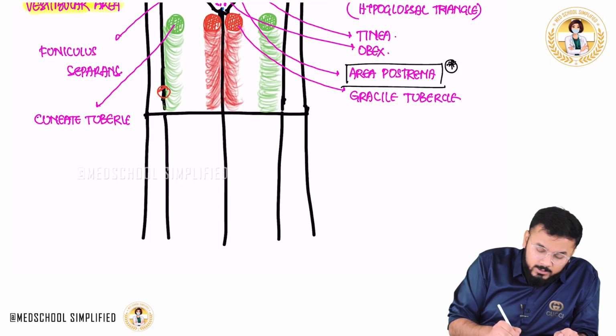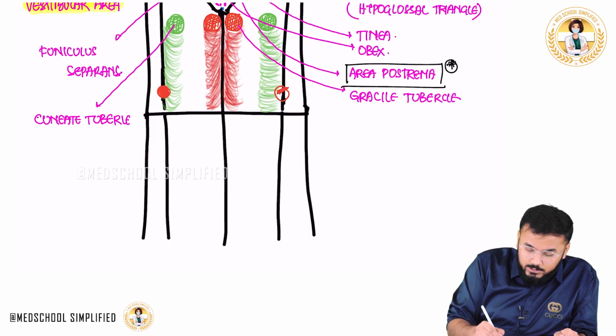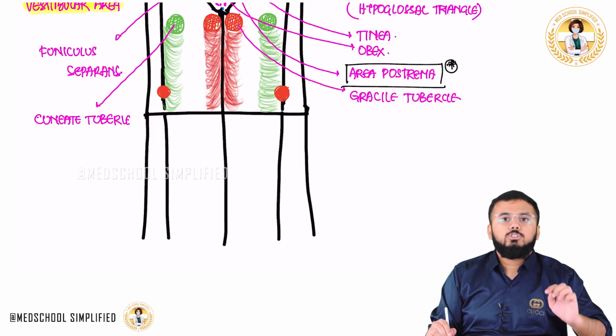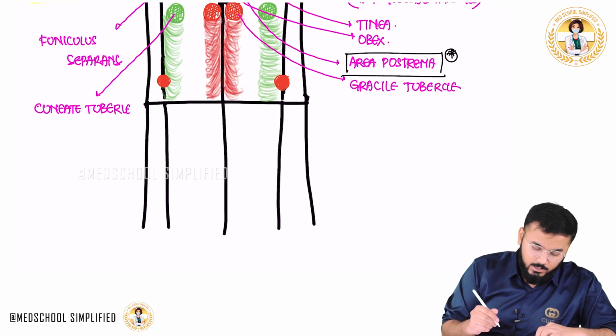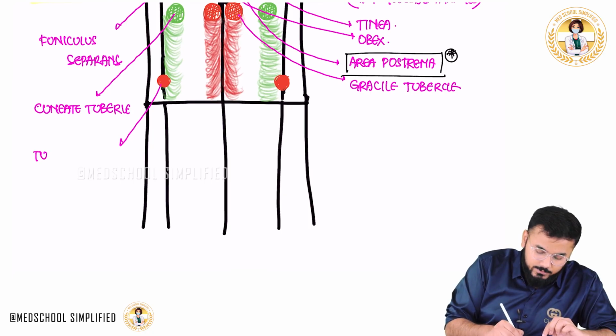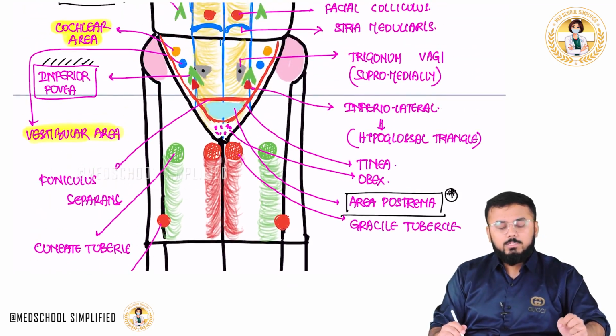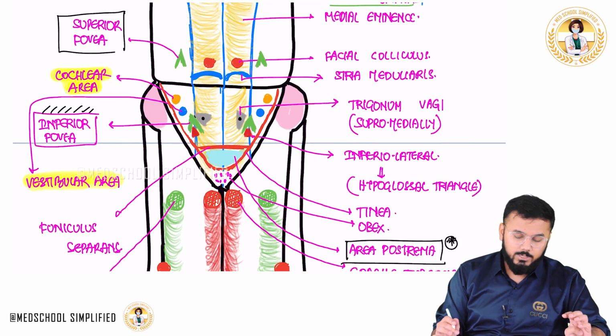Posterolateral sulcus. On the surface of the posterolateral sulcus here, you have got two red color structures. So what are these two red color structures? Yes, these two red color structures are called tuberculum cinereum. I have mentioned this previously itself. These two red color structures over here are called tuberculum cinereum.